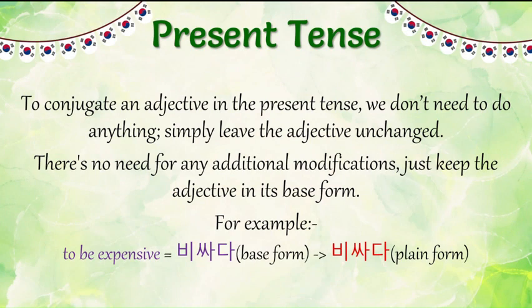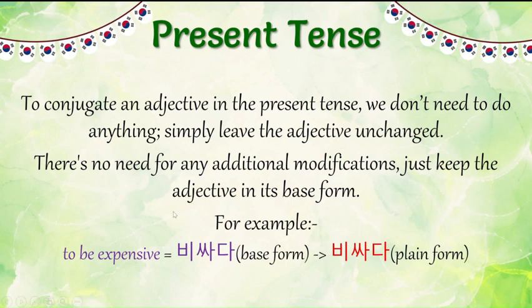To conjugate an adjective in the present tense, we don't need to do anything. Simply leave the adjective unchanged. So basically, present tense is the easiest one when it comes to the conjugation of adjectives in the plain form. There is no need for any additional modifications. Just keep the adjective in its base form, in its dictionary form.